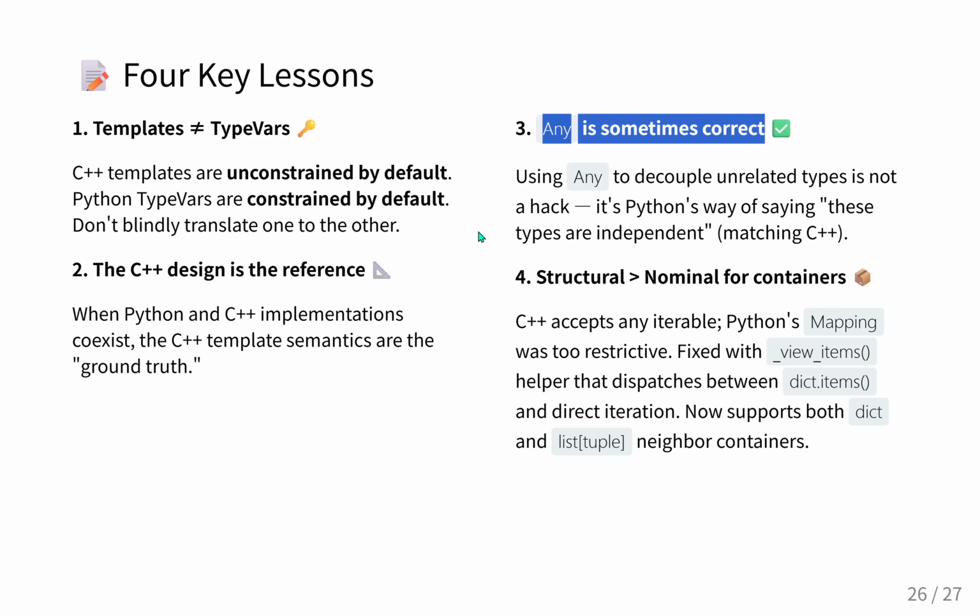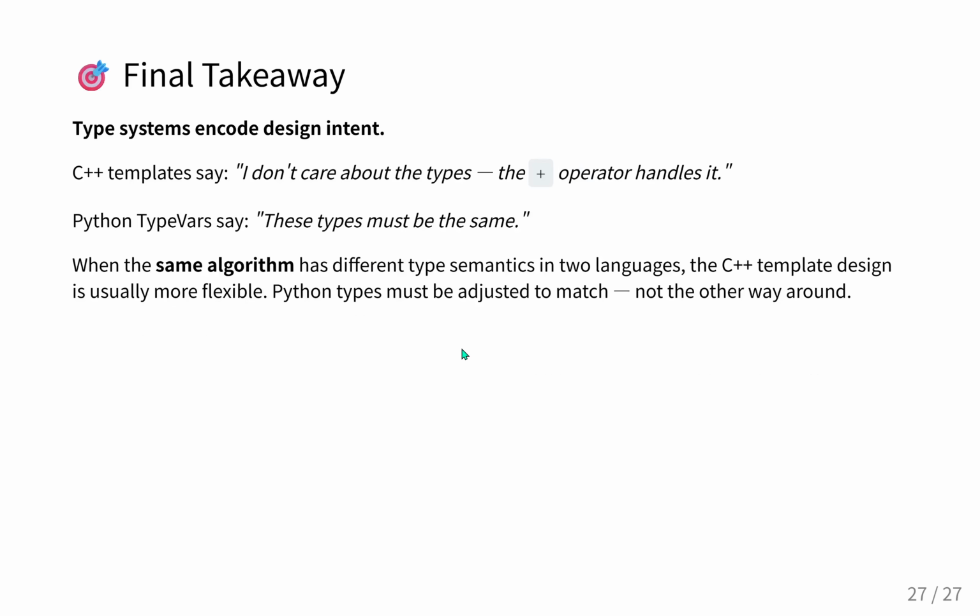And finally, we saw the triumph of structural typing over nominal typing for data containers. Focusing on what a container can actually do, like yielding items, creates vastly more resilient and adaptable software than obsessing over what a container is officially named. If we connect this to the bigger picture, the ultimate takeaway here is that type systems do a lot more than just catch typos. They encode a developer's design intent. Yeah, they really do. C++ essentially broadcasts the philosophy, I trust the operations to handle the data, so I won't micromanage the types. While Python initially broadcasted, these components must be identical for me to feel safe. When translating logic, the real work is reconciling those two worldviews.